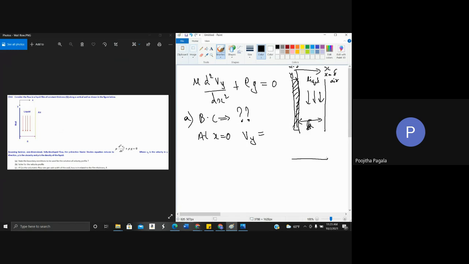So whenever there is a wall and fluid is flowing adjacent over the wall, what is the velocity of the fluid at this point, at the surface of the wall? Zero. The velocity is going to be 0, right? Because of the no slip boundary condition. So no slip boundary condition, which means at x equal to 0, Vy should be equal to 0. And at x is equal to delta, can you guess what might be the boundary condition?